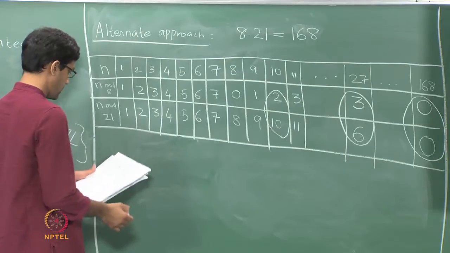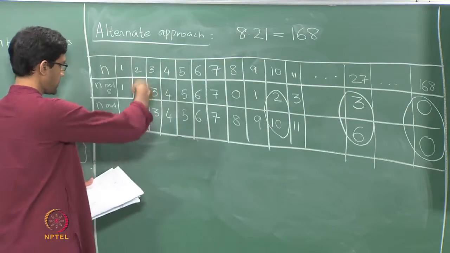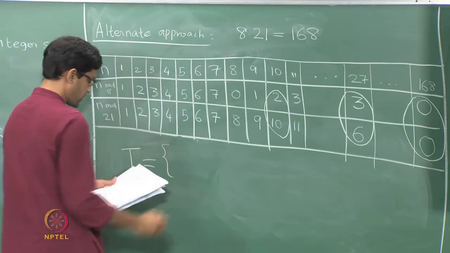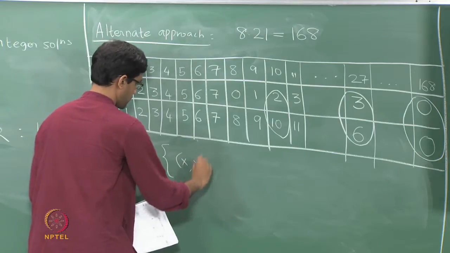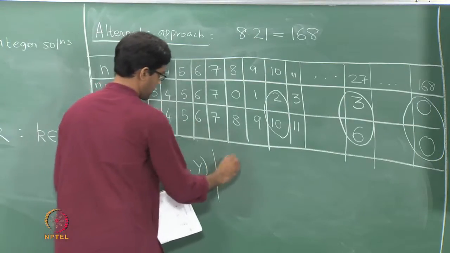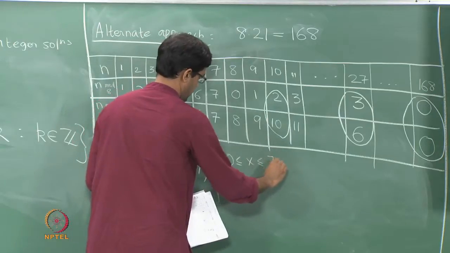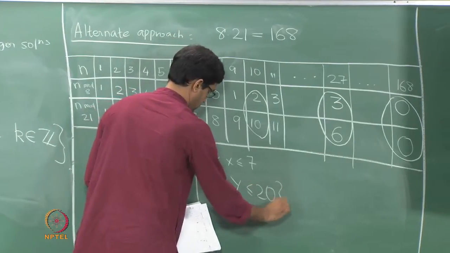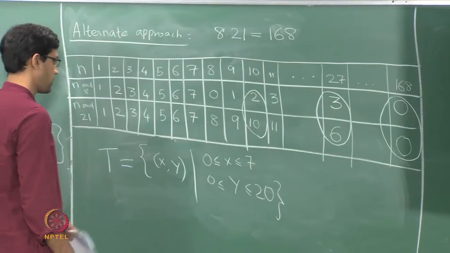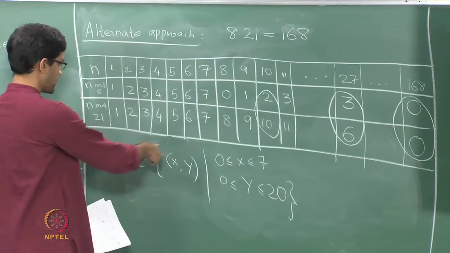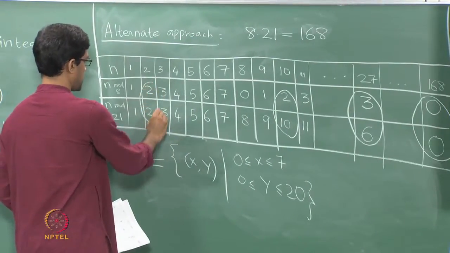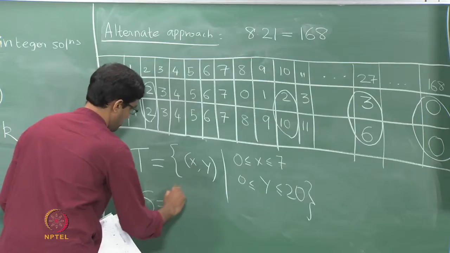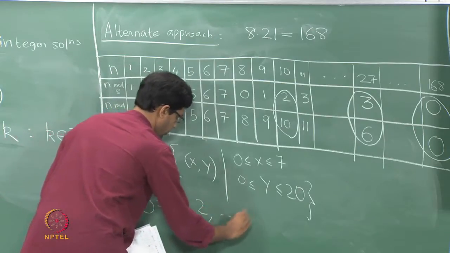Now here's the thing. Let's set up. So let's call the set of these pairs something. I'll call this set T. Let it be the set of all pairs of numbers x comma y, where, remember, what can x be? It's a number between 0 and 7. Y is a number between 0 and 20. Those are the possible remainders on division by 21, right? So the pairs x comma y are these fellows. So that's the set T consisting of all such pairs. And the set S, let it just denote the set of all numbers from 1 through 168.